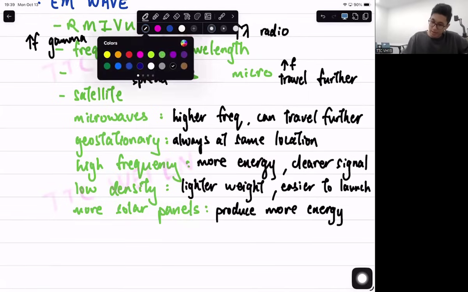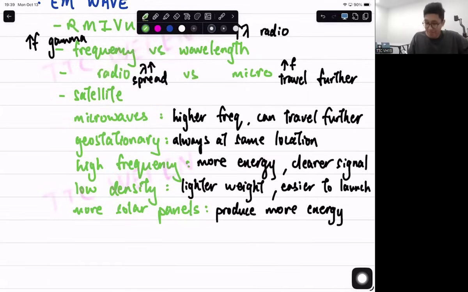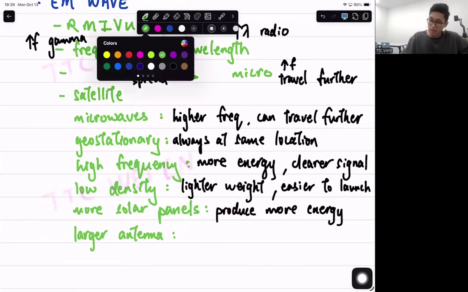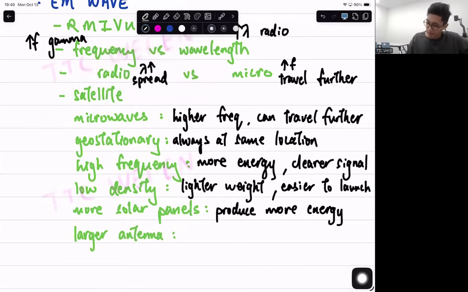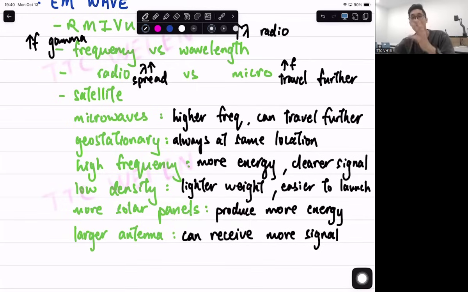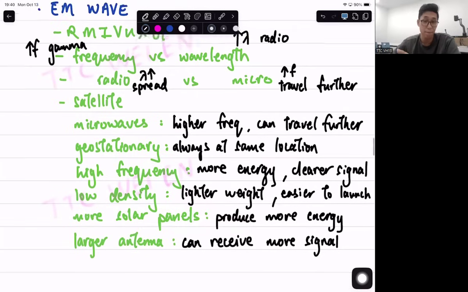Let's say another thing they ask, your antenna size or the dish size. You can say larger antenna or longer antenna, because it can receive more signal, or you can say it can receive clearer signal. All right, so these are some common essay topics for satellite.